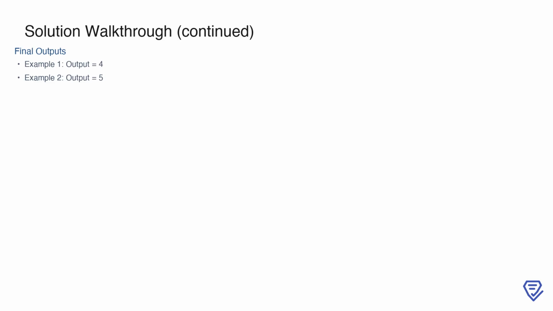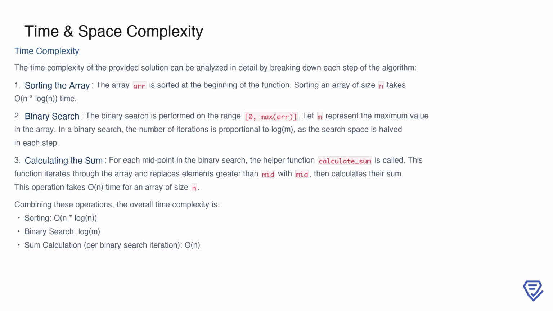the target. To analyze the time complexity of this solution, we begin by examining the key operations performed by the algorithm. First, we have the sorting of the array. Sorting an array of size n requires O(n log n) time, as this is the standard complexity for efficient sorting algorithms like merge sort or quicksort. Next, we use binary search to find the optimal value. The binary search operates on the range from 0 to the maximum value in the array, which we denote as m.